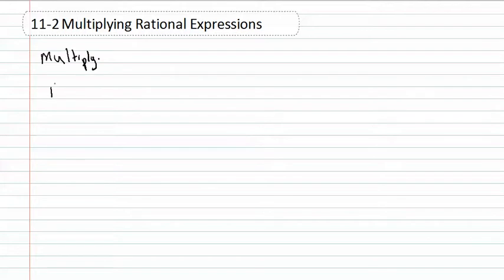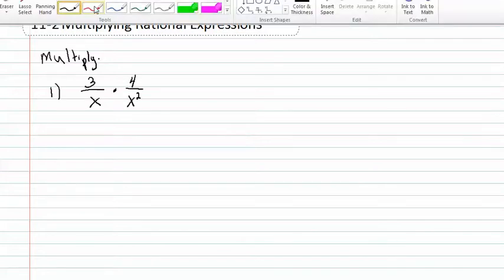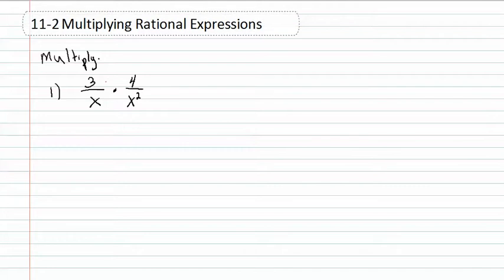So number 1, it's 3 over x times 4x squared. Okay, so now we are going to just multiply fractions, and just like you did in elementary school, you're going to multiply straight across. So 4 times 3 is 12. And when you multiply bases, what do you do with the exponents? We add them. So we have x to the third. And that's the first answer for the first example.